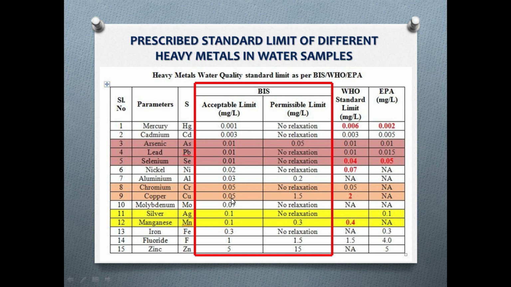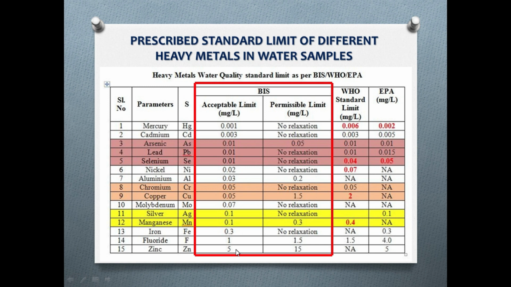Similarly, you check for zinc, number 15. 5 is the lowest value and 15 is the highest value. So the highest value will be the Si value and the lowest value will be the Ii value.